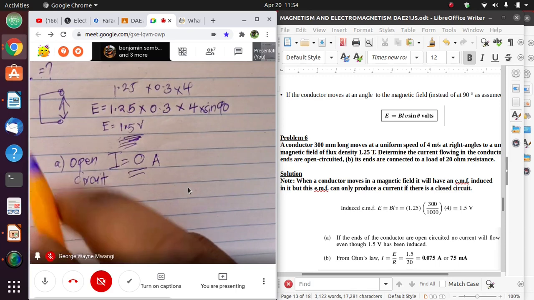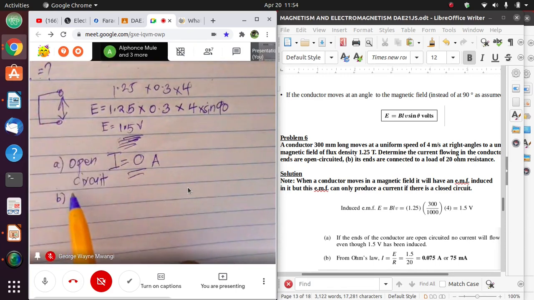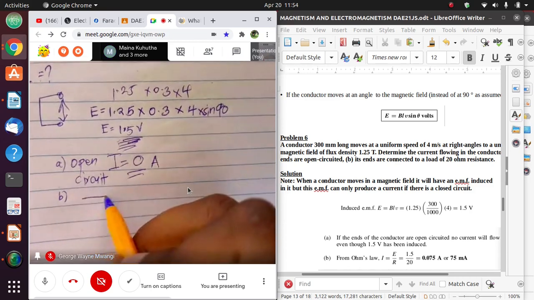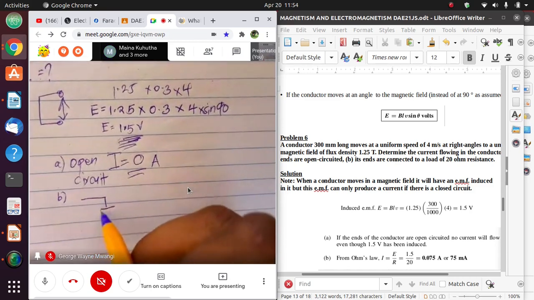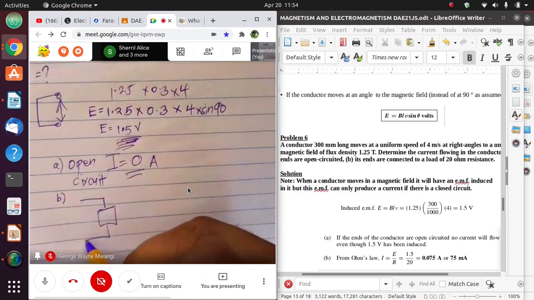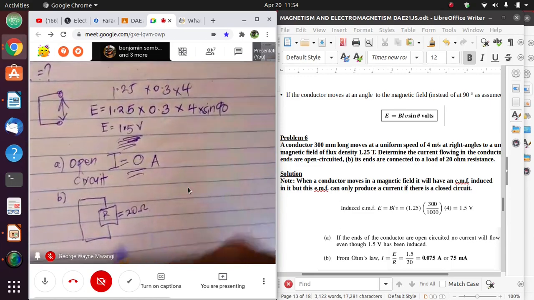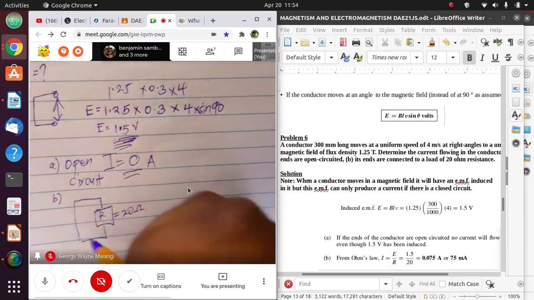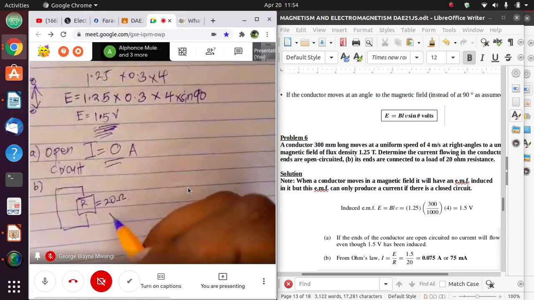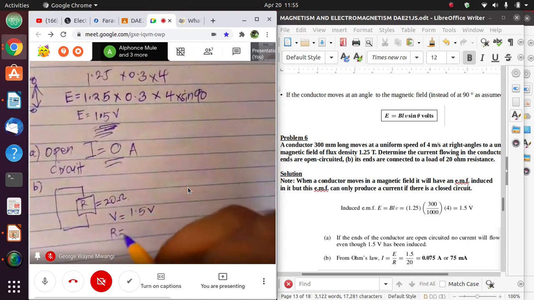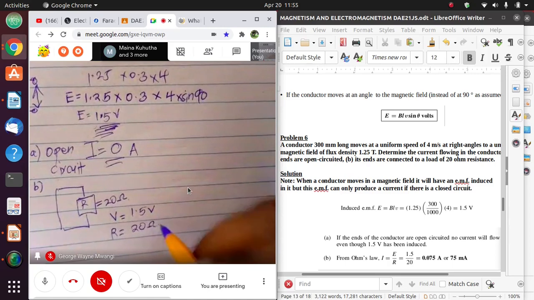Okay. Now the second part of the question is you find the current when the end of that circuit is connected to a resistor. Now our circuit is no longer open, but it is closed. We have a resistor that is 20 ohms. Now how do you find the current, I mean, when you have a voltage, the induced EMF as 1.5 volts, and you have a resistor of 20 ohms? How do you find the current?